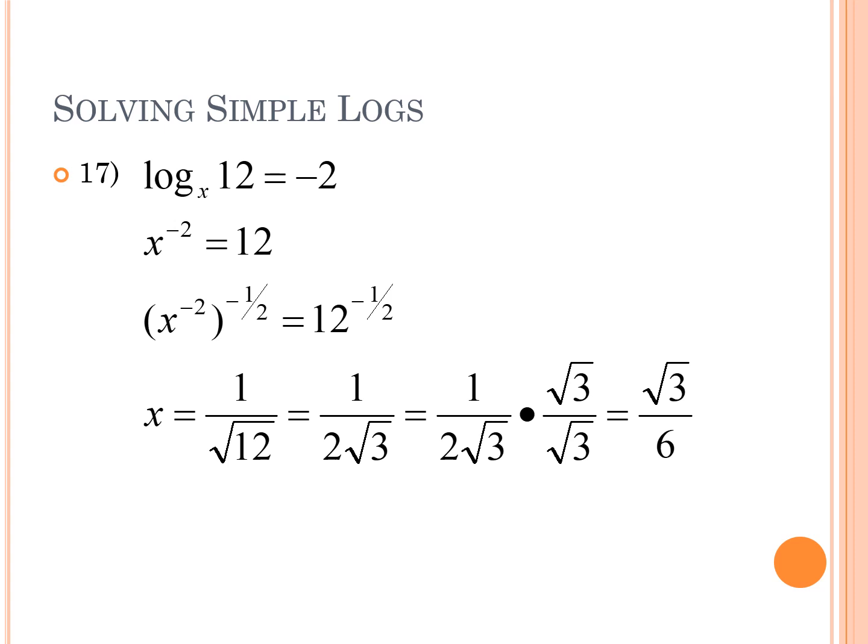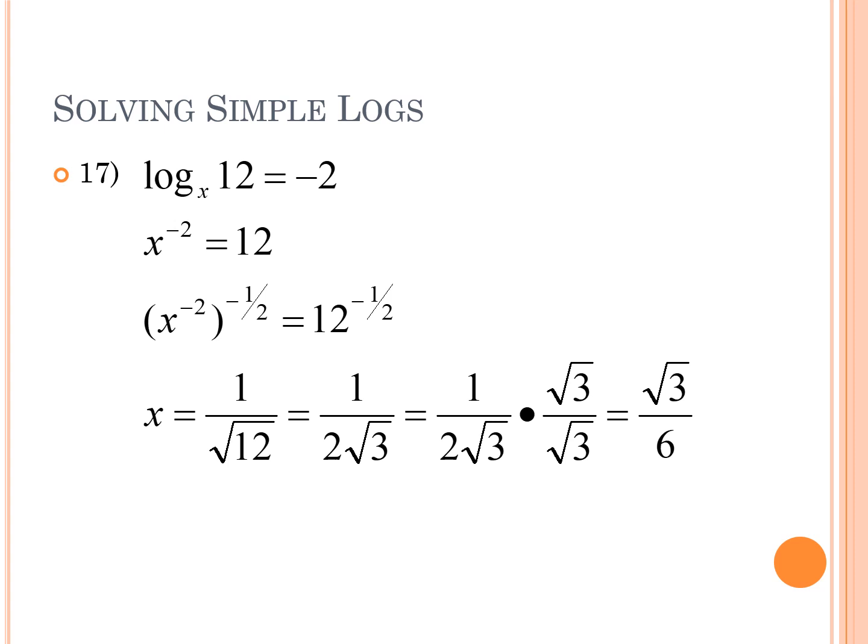So here, x to the negative 2 equals 12. That's just rewriting in exponential form. To get rid of that negative 2, I'm going to raise it to the negative 1/2, because then I'll just be x to the first. But 12 to the negative 1/2 does take some cleaning up once you have it. So to the negative 1/2 is going to be 1 over the square root of 12.